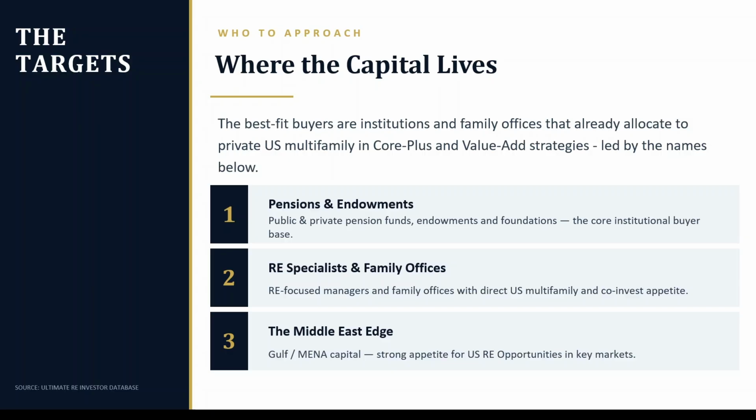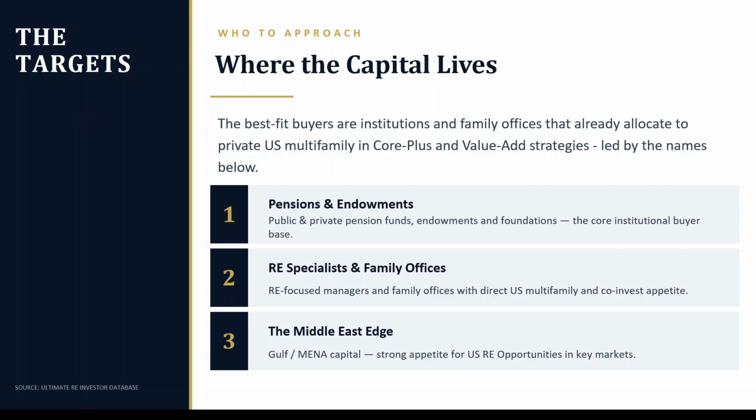So where the capital lives, or in other words, who to approach: the best fit buyers are institutions and family offices that already allocate to private U.S. multifamily in core plus and value add strategies, led by the groups below. So the good thing is real estate's very popular with most of these groups. One, pensions and endowments: public and private pension funds, endowments, and foundations. They're the core institutional buyer base.